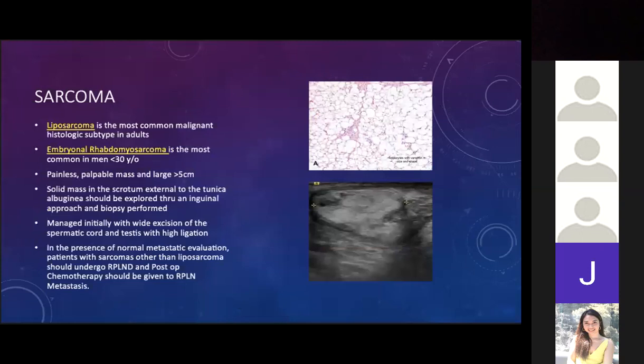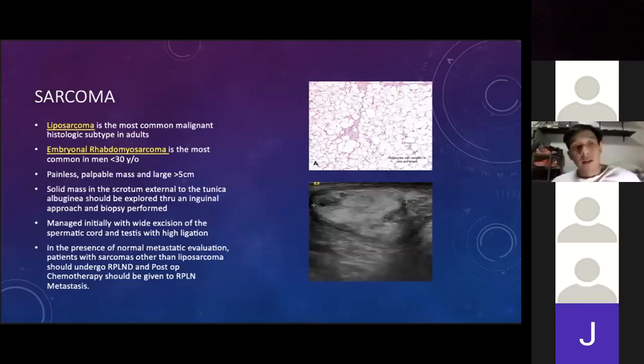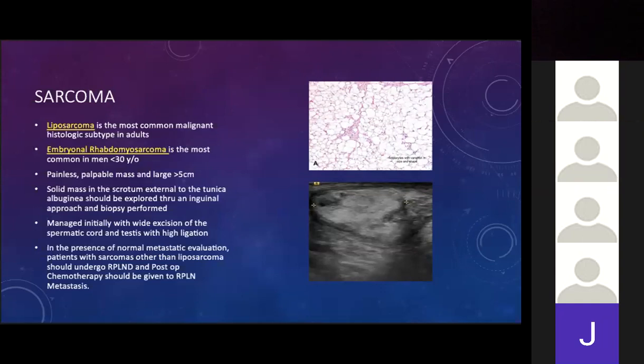And last is your sarcoma. Liposarcoma is the most common malignant histologic subtype in adults, followed by leiomyosarcoma, malignant fibrous histiocytoma, rhabdomyosarcoma, and last is fibrosarcoma. Embryonal rhabdomyosarcoma is the most common in men of less than 30 years old. It is a painless, palpable mass and large, of more than 5 centimeters.